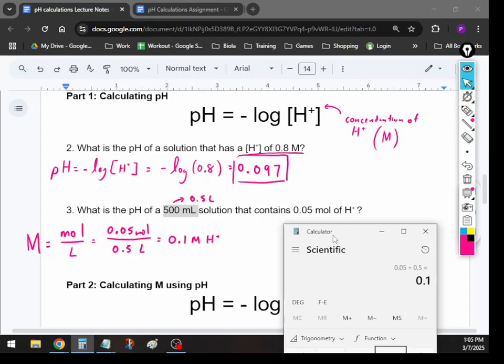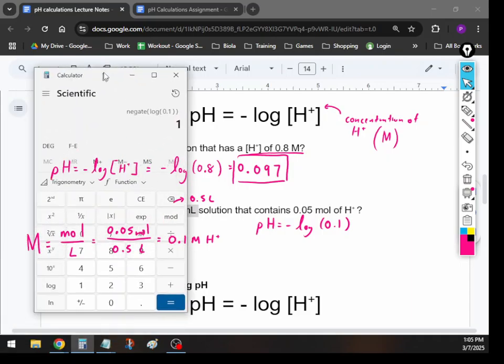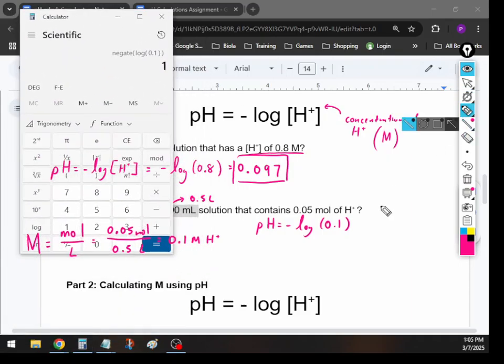Alright, now that we have molarity of H+, we can plug it into the pH equation. So pH is negative log of 0.1. We're going to go on our calculator, and that's going to give you an answer of 1. Should be 1.